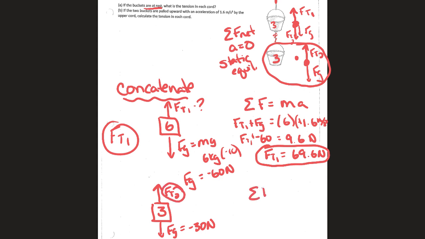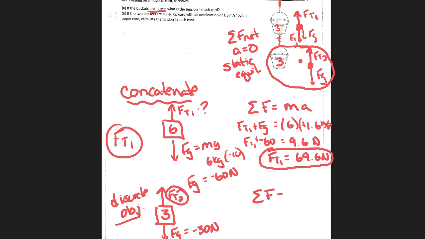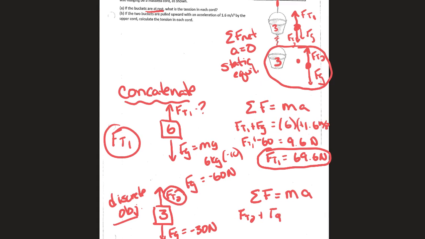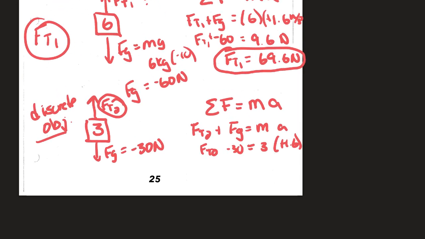And if you do the second law for the discrete object, discrete analysis, if you go into any applied science, you might see that there's actually far more to discrete analysis, but you're basically figuring out how each component operates. That's what discrete means in this case. And we've got FT2 plus FG equals MA, 3 kilograms times positive 1.6 equals, what did we say FG was? -30, FT2. Okay, let me zoom in so we can see it a little better.